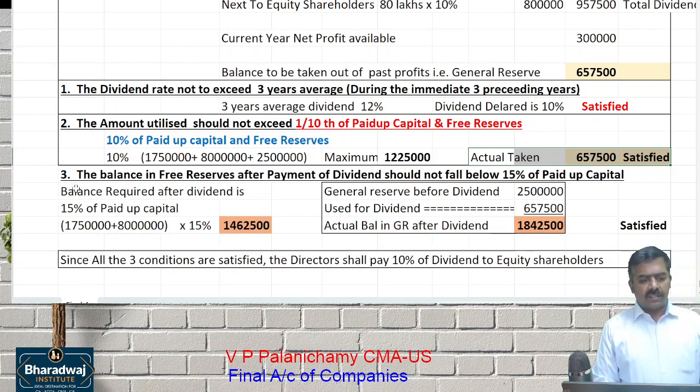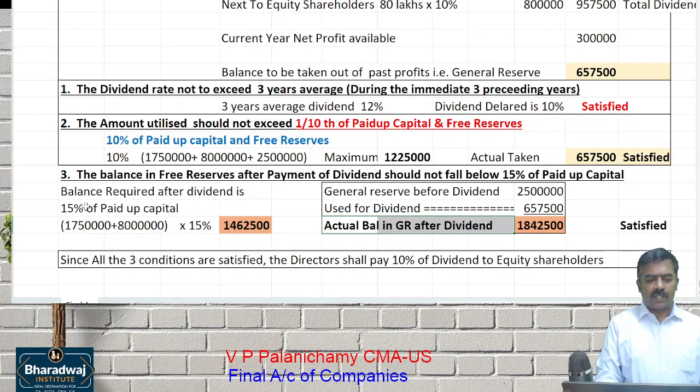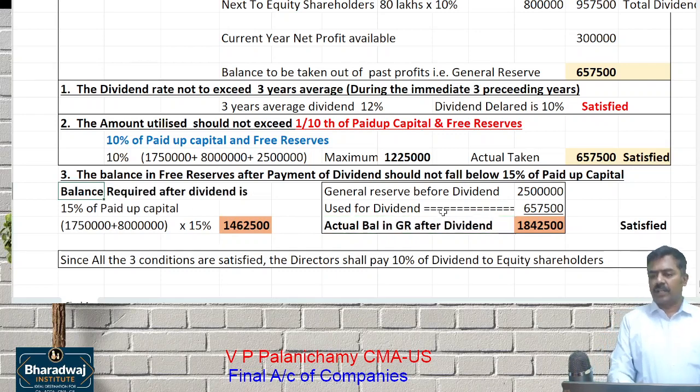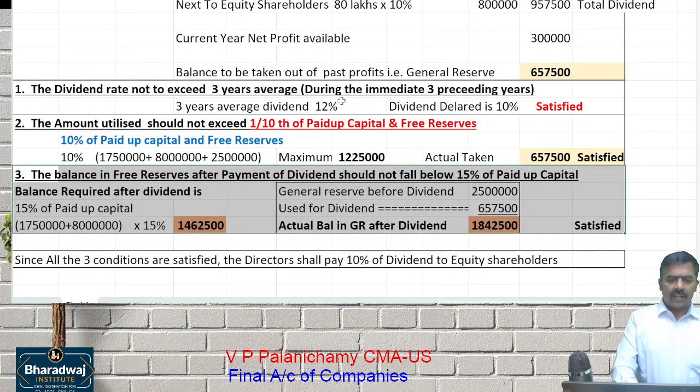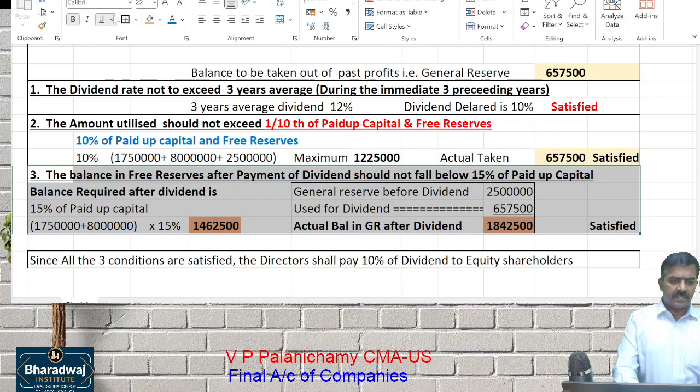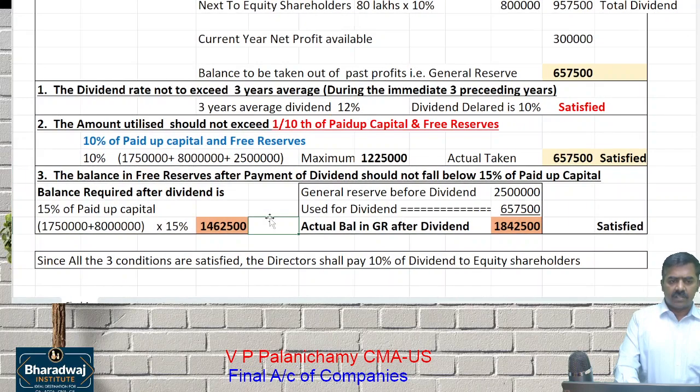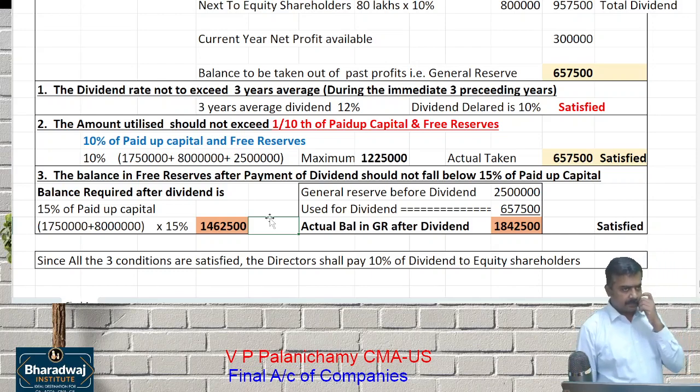Third, the balance required after the payment of dividend is how much? 14,62,500. Actual balance is more. We have got 25 lakhs. We are using only how much? 6,57,500 only we are using. Actual balance in general reserve after dividend is more than the required balance. So this condition also satisfied. Since all the 3 conditions are satisfied, the company can declare dividend at the rate of how much percentage? 10% to equity shareholders. Some more conditions are there that will not affect solving the problem. I will come to it later.